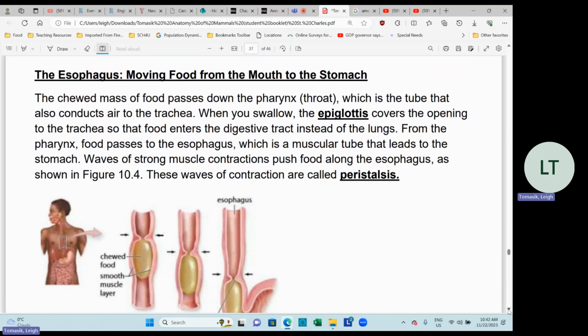So after you have chewed your food up and you've moistened it with the saliva and the enzyme has started working on the carbohydrates, you will swallow the food. So it says the chewed mass of food passes down the pharynx, which is your throat, which is the tube that conducts air to the trachea. Remember, your throat has two pathways at the end. We have the airway for air, and we have the esophagus for food.